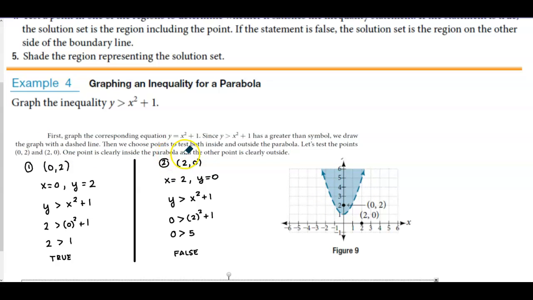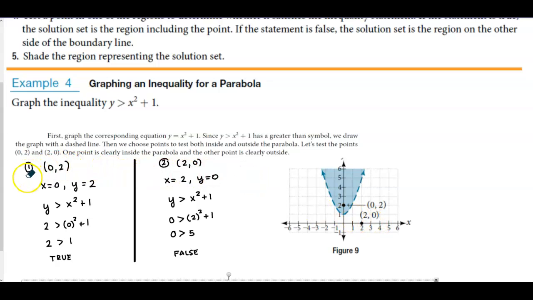Then we choose points to test both inside and outside the parabola. Inside the parabola, we can choose (0, 2), (0, 3), (0, 4), (0, 5), (0, 6), but in this case we're going to choose (0, 2) since it's a nice one inside the parabola. And then we're going to test another point that's outside of the parabola. We can pick any point that's outside of it, so we can say (0, 0), (1, 0), (2, 0). In this scenario, we're saying (2, 0).